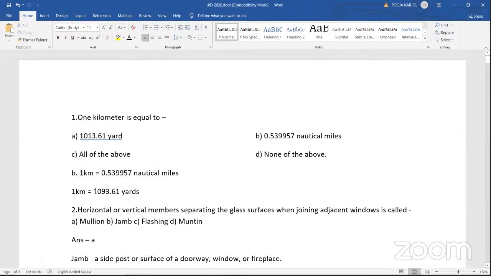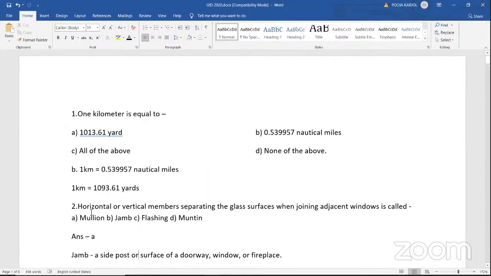Whenever you see the question and you check the answer, there are obviously the wrong options. What you have to do is also check what the correct option is. Now we know 1013.61 yards is not correct. The correct answer would be 1093.61 yards.